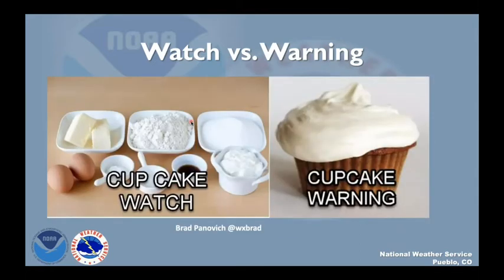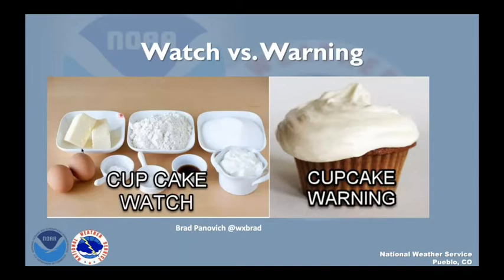This is actually a really good analogy, I think. The cupcake watch versus the cupcake warning. So on this side, well, you've got all your ingredients. You got your egg, sugar. That's a lot of sugar. I don't even know what that is, I guess, but vanilla, baking powder. I don't know. I don't make many cupcakes, I guess.